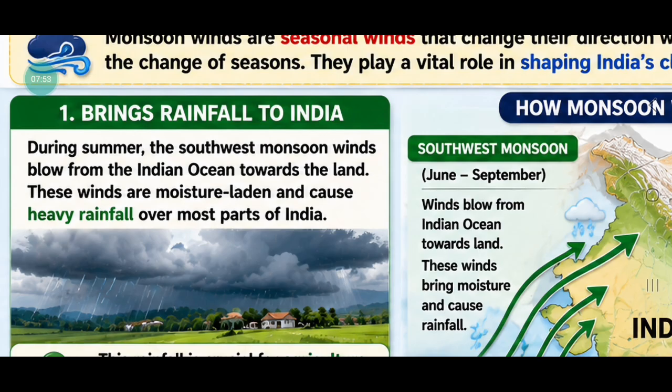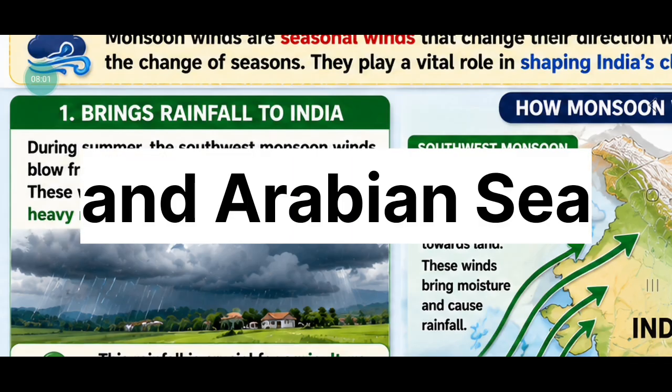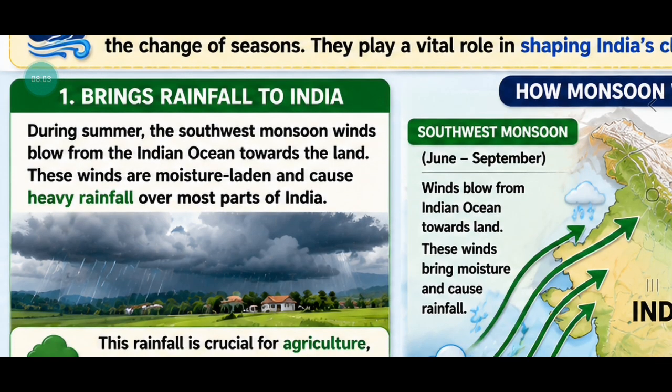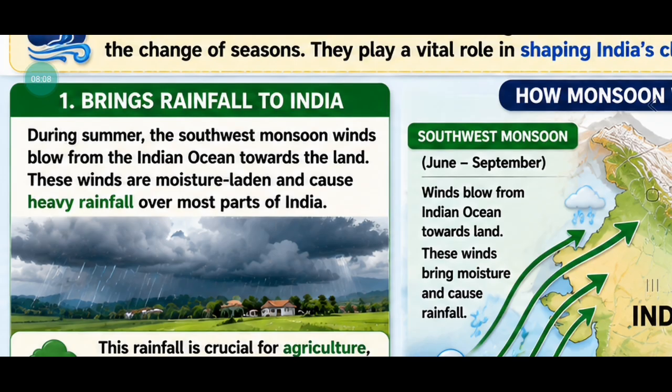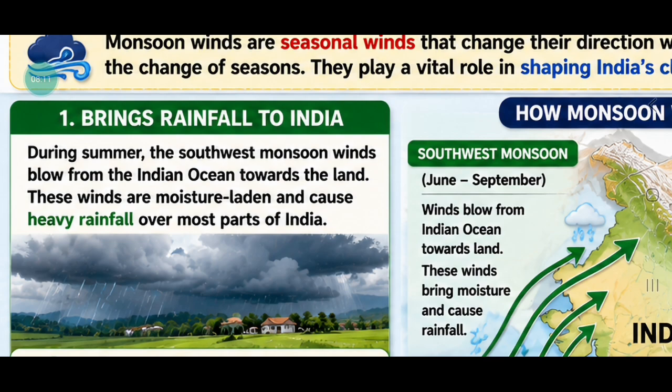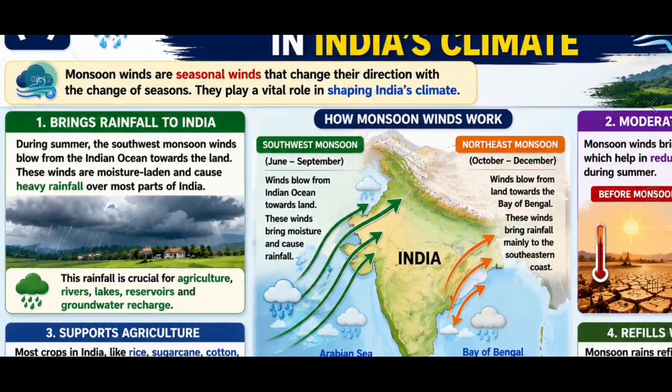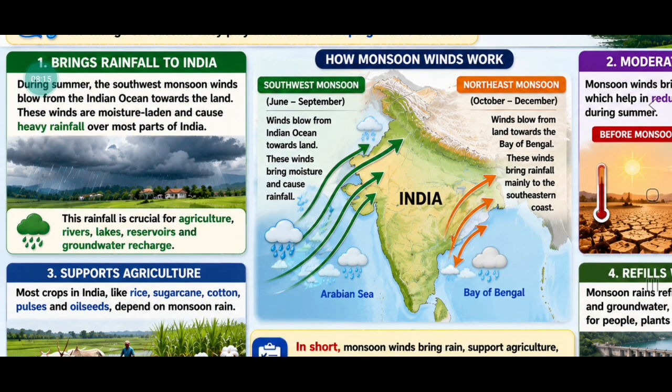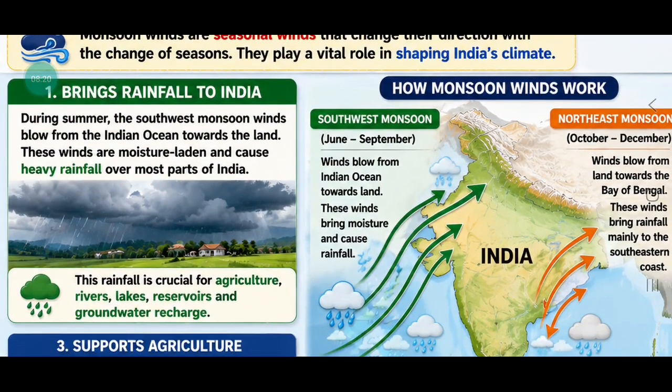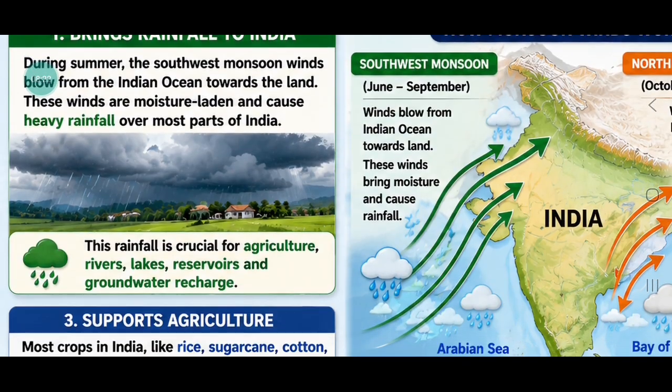Not only the Indian Ocean, they are actually covering all three water bodies: the Bay of Bengal, the Indian Ocean, and the Arabian Sea. These winds are moisture laden and cause heavy rainfall over most parts of our country. So these monsoon winds blow from sea to land and carry moisture. Heavy clouds are carried by them and they bring rain in our country. Now see point number 2.